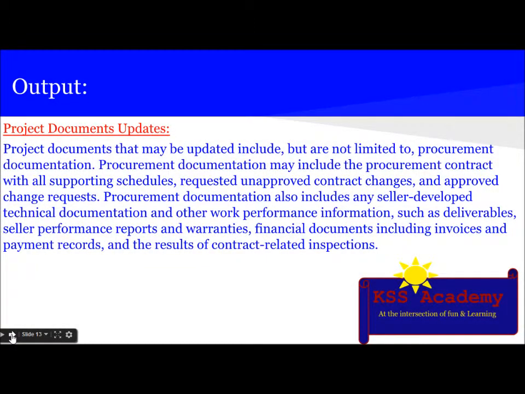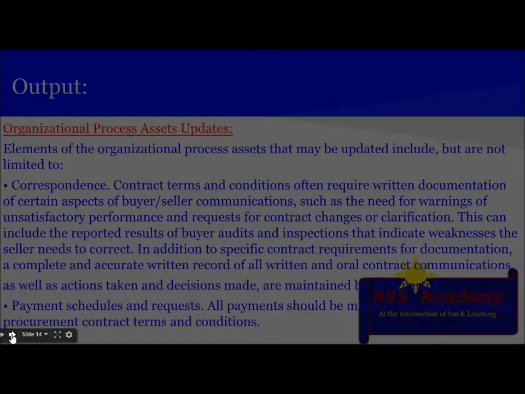Next output is project document updates. Project documents that may be updated include but are not limited to procurement documentation. Procurement documentation may include the procurement contract with all supporting schedules, requested unapproved contract changes, and approved change requests. Procurement documentation also includes any seller developed technical documentation and other work performance information such as deliverables, seller performance reports, and warranties. Financial documentation includes invoices and payment records, and the results of contract related inspections.